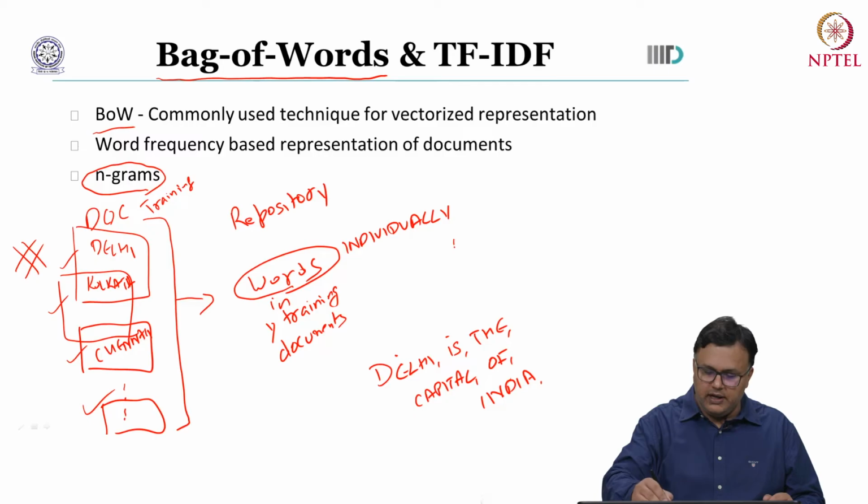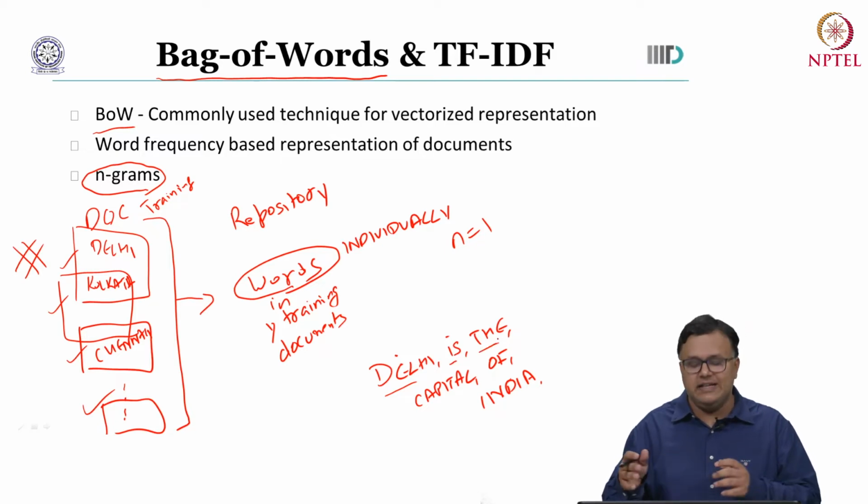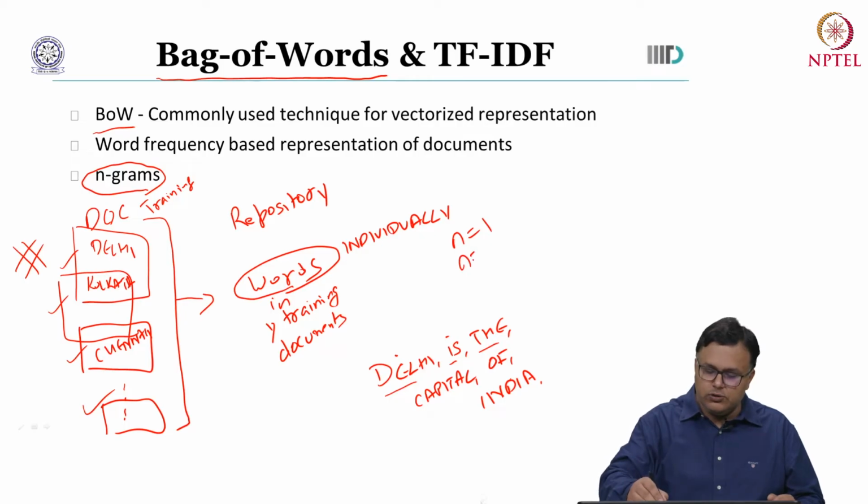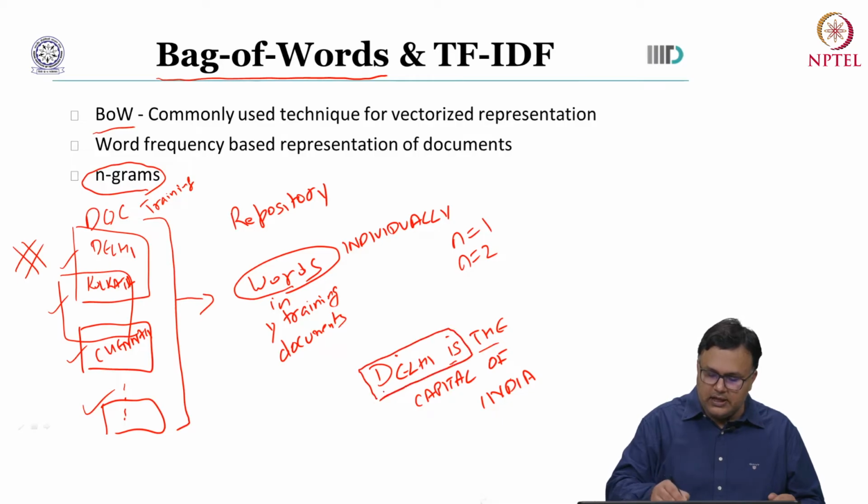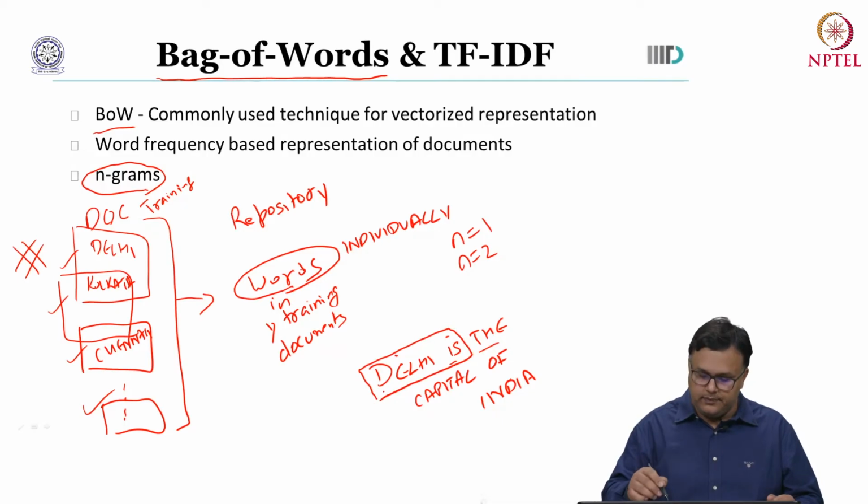So now, when n is equal to 1, you observe this scenario where Delhi is a separate word, is a separate word, the is a separate word, so separate entities. When you have n equal to 2, notice what is going to happen. I am going to say in the same statement, Delhi is the capital of India, I am going to take these two consecutive words together. So Delhi is, now this is one unit. The capital, that's another unit. And of India, that's another unit.